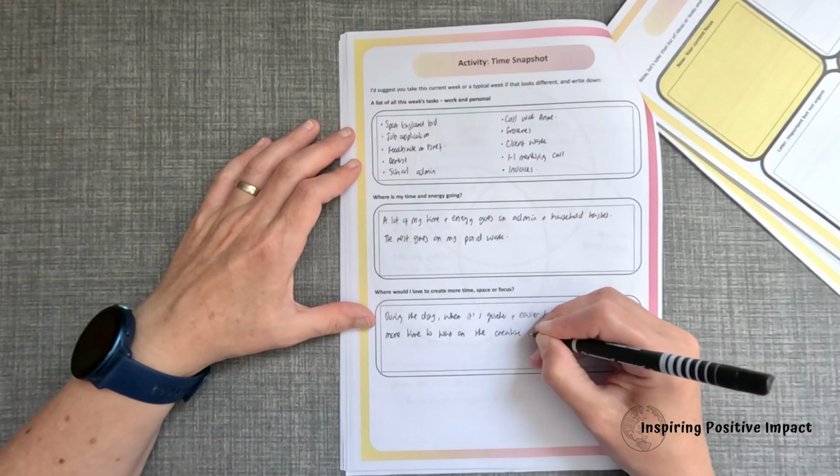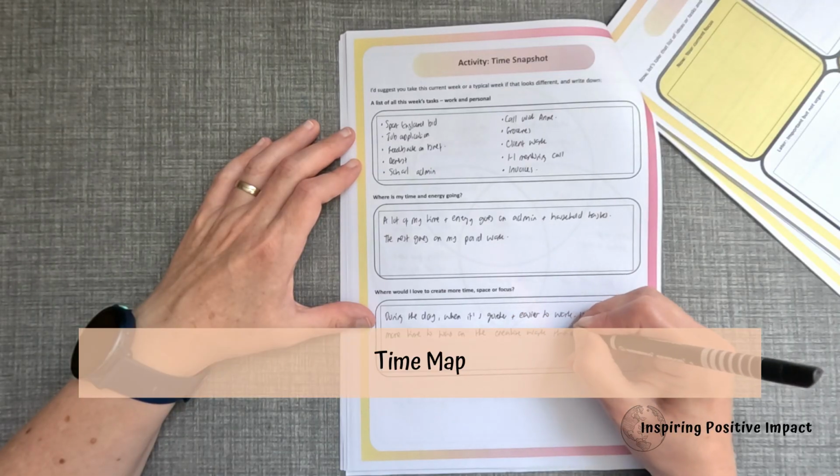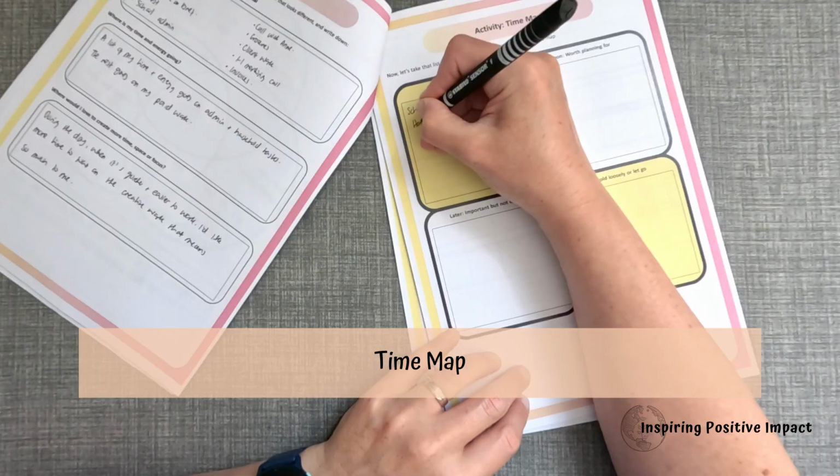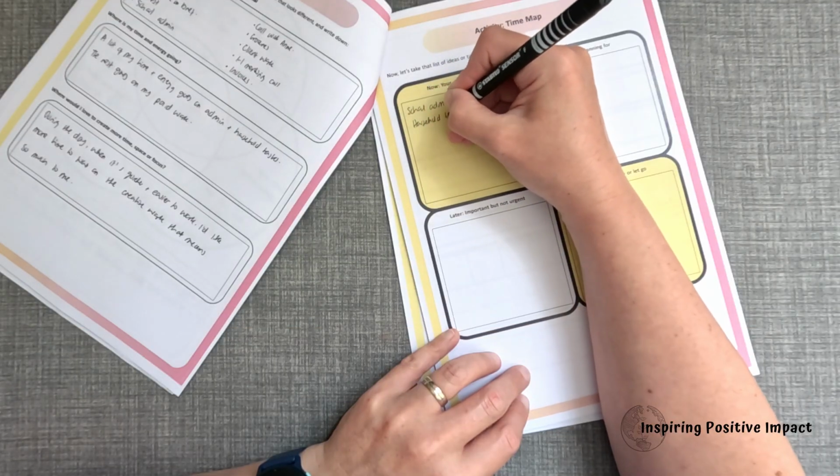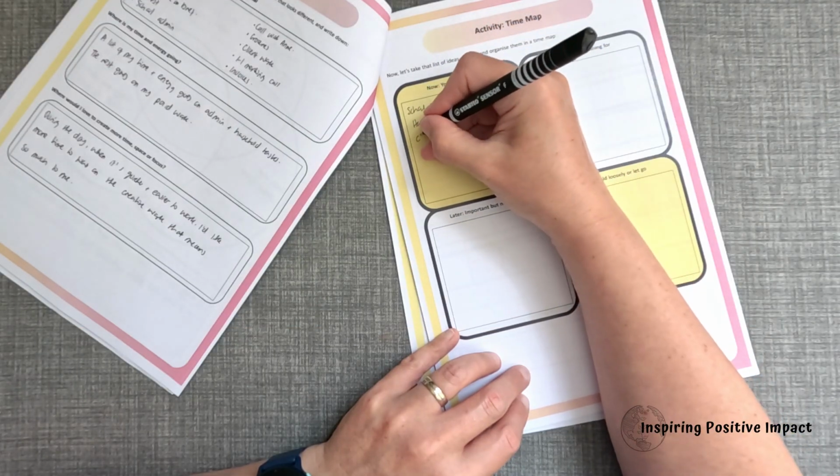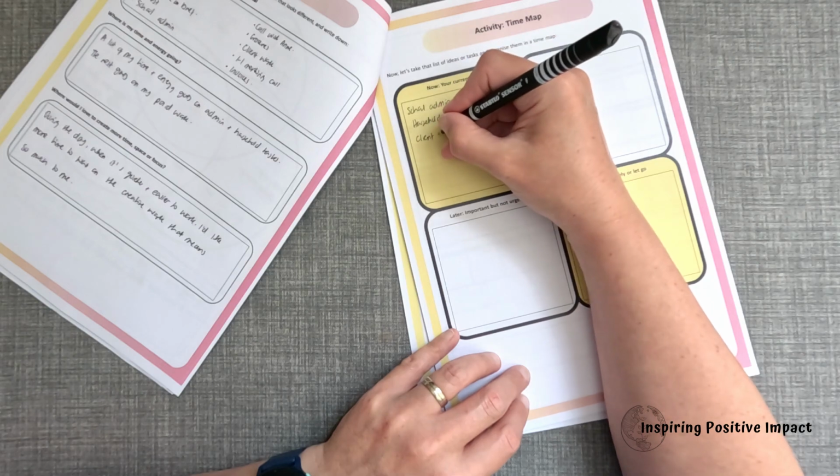Next, I'm going to take that idea of tasks, ideas and the changes I'd like to make and organise them into a time map. The time map is split into 4 categories. If you've used an Eisenhower matrix before or seen my video on it, then this is similar to that. But I use the categories here as follows.